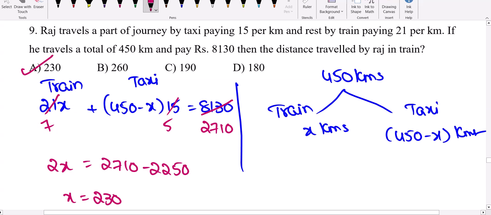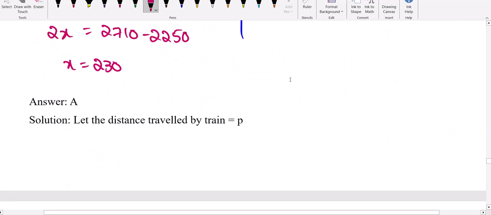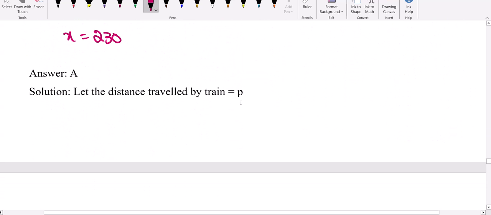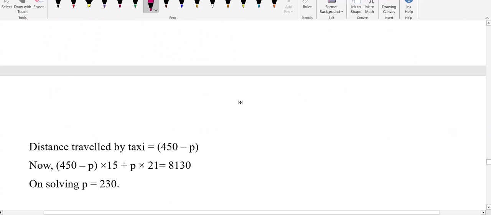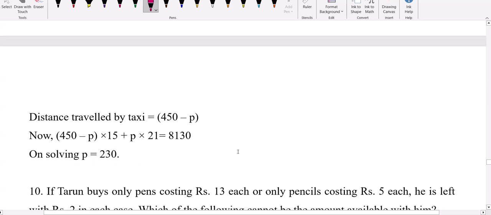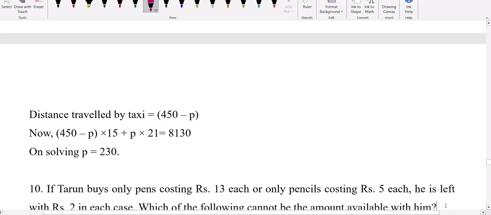Sir, why can't you take taxi as x? Well, you can do that, but what will happen? You will get an x value which may be available in the options, 290. By luck, I think they didn't give that. Or if the answer you get is not there in the options, then you will be in tension. So take as x whatever they're asking. They're asking the train distance, so I'm taking that as x instead of taxi as x. That's always a better approach. See, here also the distance traveled by train I've taken as p. Same approach for solving the equation. Going ahead, next one.